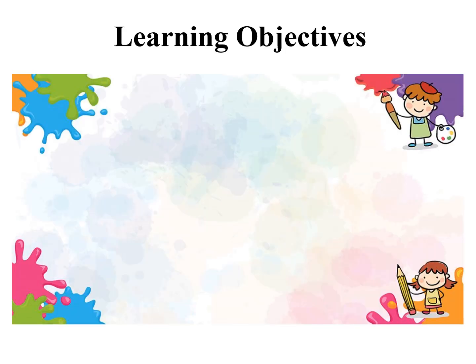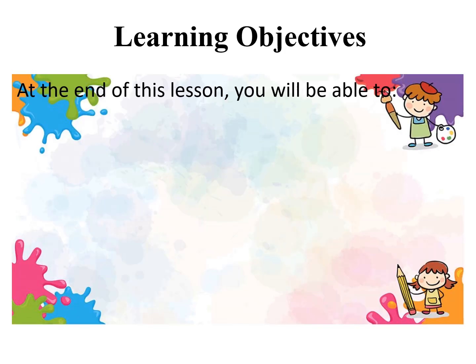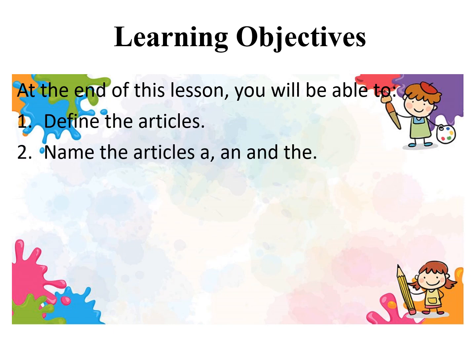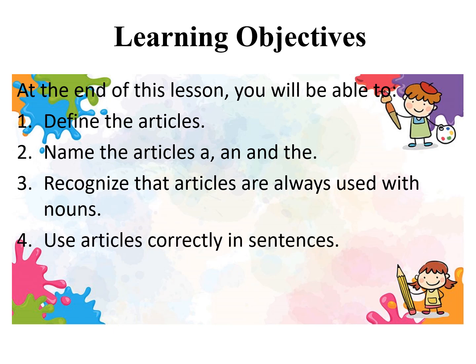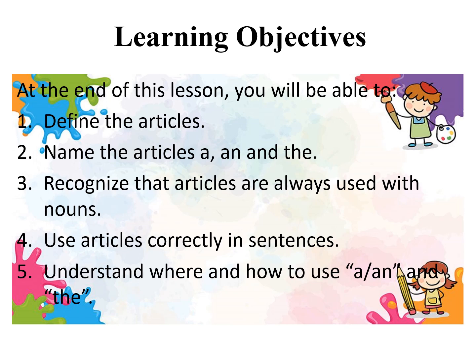Our learning objectives are: at the end of this lesson, you will be able to define the articles, name the articles a, an, and the, recognize that articles are always used with nouns, use articles correctly in sentences, and understand where and how to use articles a, an, and the.